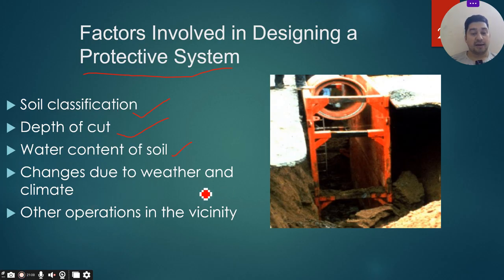Changes due to weather and climate: what are the weather and climate in the area where you are going to use this protective system? And other operations in the vicinity: what other operations are going on? Heavy equipment may be running there, or there may be light or heavy traffic, or construction sites or other things where vibration is happening. Many things could be there that you have to consider before designing a protective system.